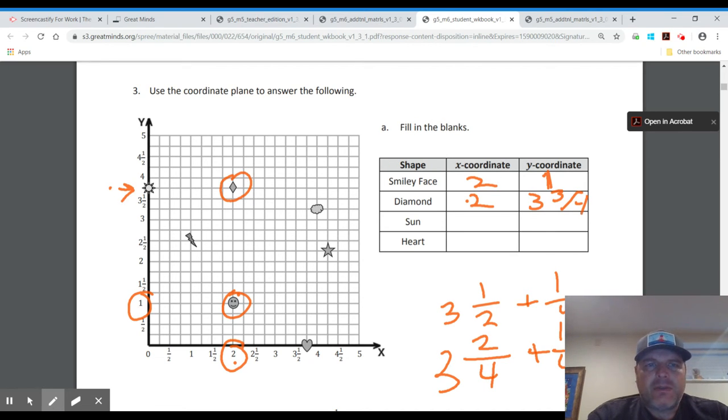All right, the sun. Well, the sun is pretty easy because the sun I see is right here. And the sun is at 0 x. Down at the bottom it's 0. And we just found out that line where the diamond was at 3 and 3/4, and it's sitting right there on the letter Y at 3 and 3/4, same place as the last object. So notice when they're on the same Y coordinate, they can be on a line that goes straight. So there's going to be some questions on that later. All right, the last one is a heart.